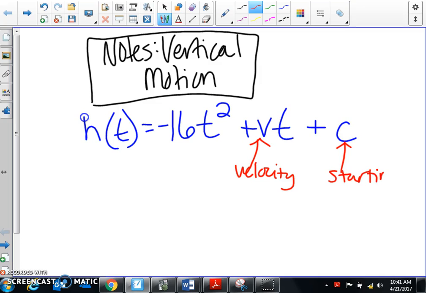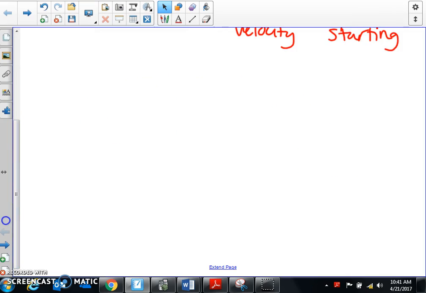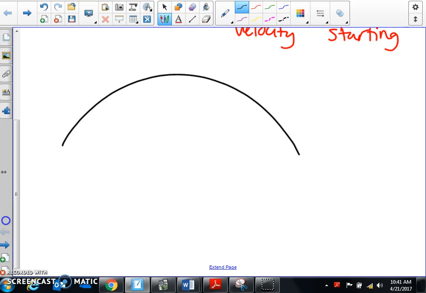So are you on a platform that's 50 feet above the water? Okay, well then your c would be 50. If you're standing on the ground, the c would be 0, and so forth. Another thing, every single time you start one of these problems, I immediately want you to draw your parabola, your U-shaped graph, and up here is your XY, and then down here is your XY.